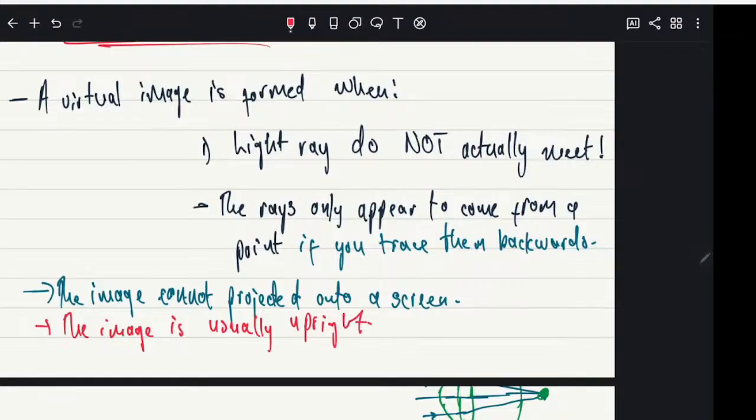So the rays are not meeting? Yes. Your eyes are being tricked? Yes. There's nothing there.